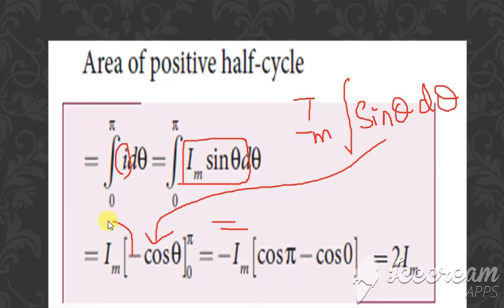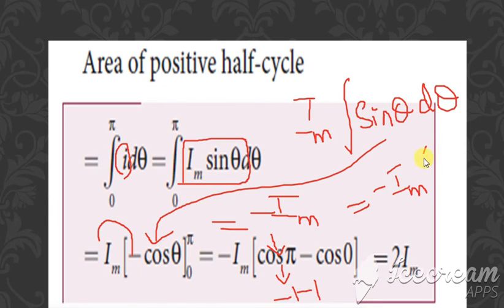Next, take this minus outside, so we get minus Im. Now apply the limits, cos pi minus cos 0. Okay, so we have this term. Now what is the value of cos pi? It is minus 1. Then minus again, here we have cos 0, which is again 1. So minus 1 into minus 1 is what? Minus 2. So we have minus Im outside, and minus 2. Minus into minus becomes plus, so we get 2 Im.